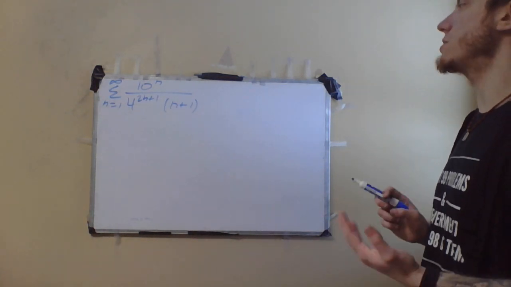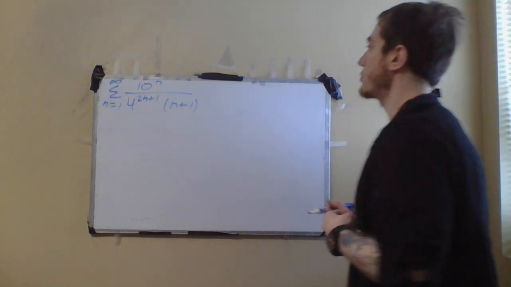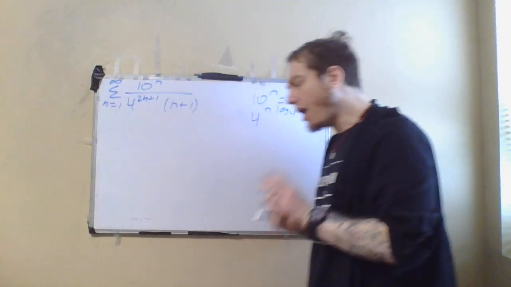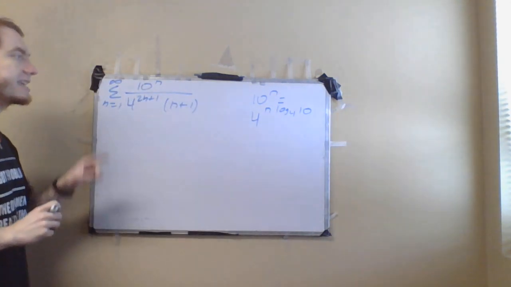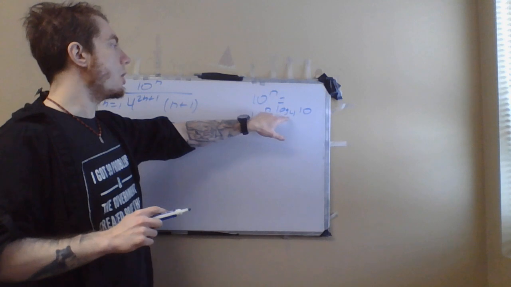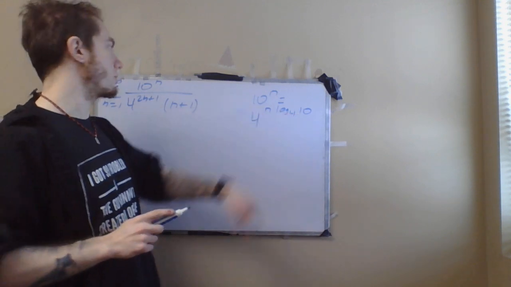There are ways that we could do it, though, because, for instance, we could write 10 to the n as 4 to the n times the log base 4 of 10, and we could probably just do it by using this technique. The problem with doing this is, intuitively, this is why I expect this, because log base 4 of 10 is smaller than 2.